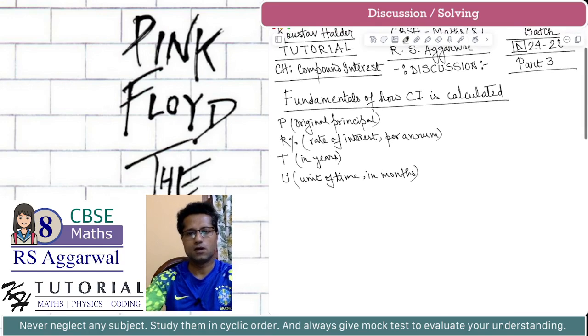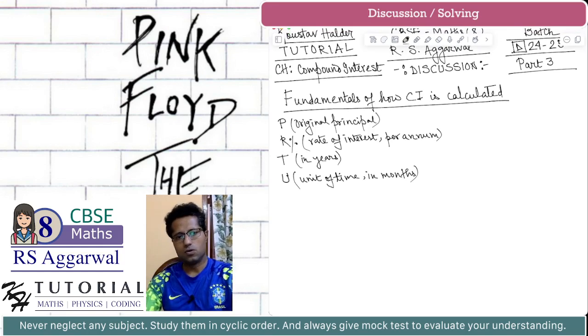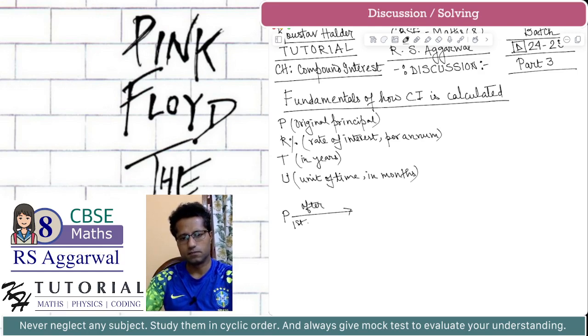Okay. Now based on these parameters, how it works is we start from the original principal. This is P. Then after, let's say, the first unit of time. Now this first unit of time could be 6 months, it could be 12 months, it could be 4 months, 7 months, it could be any number of months.